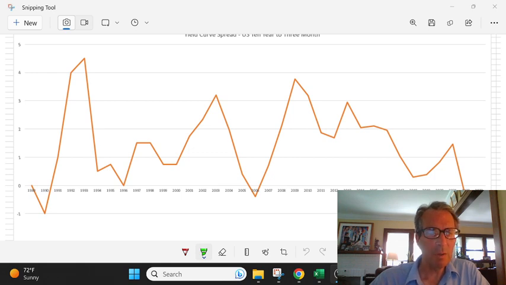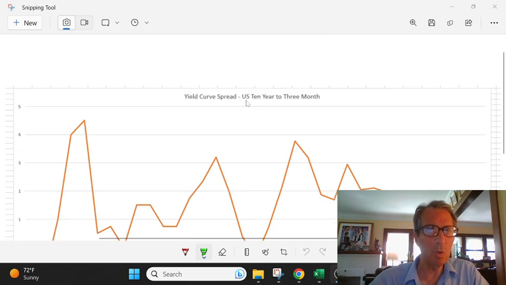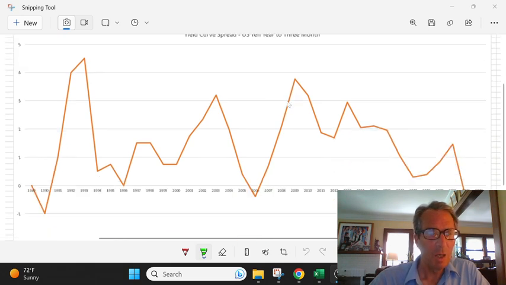The topic is the yield curve spread, and this is between the U.S. 10-year bond, this is government bonds, and the government 3-month T-bill. This line chart covers a generation's worth of data, and the topic today is the negative yield curve that we have.